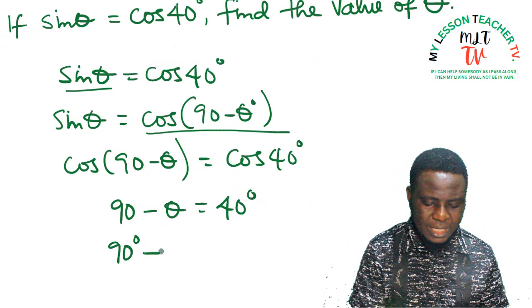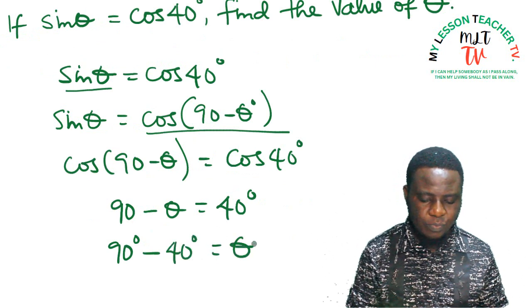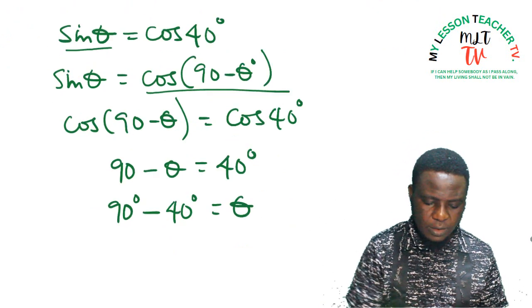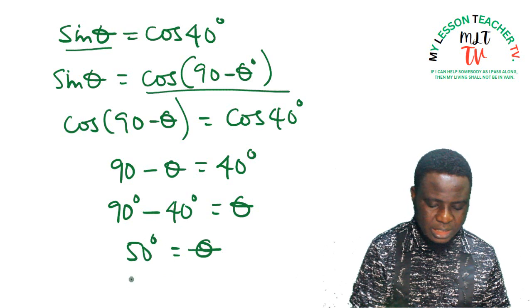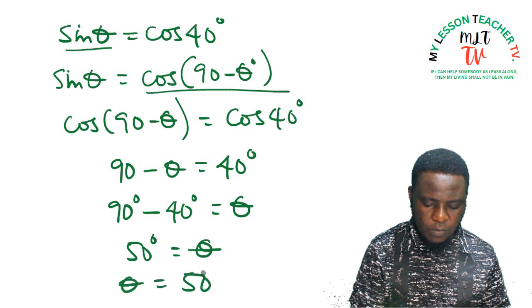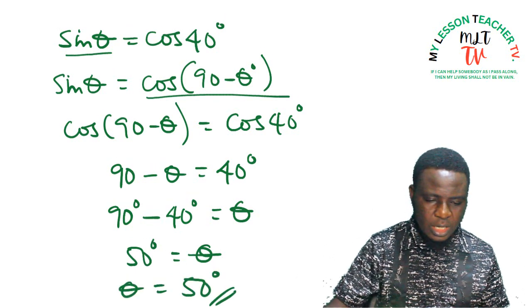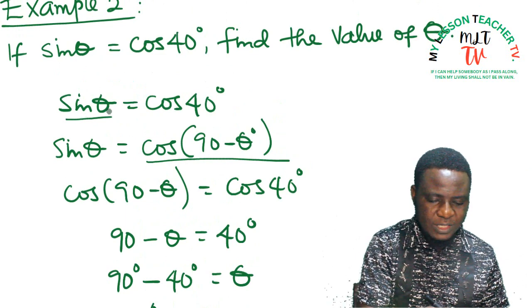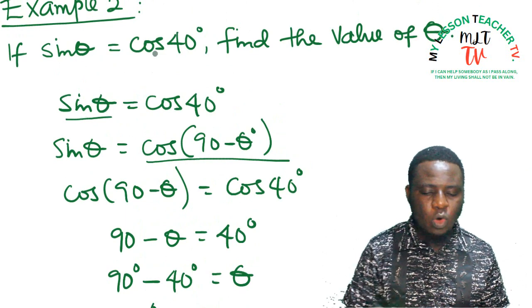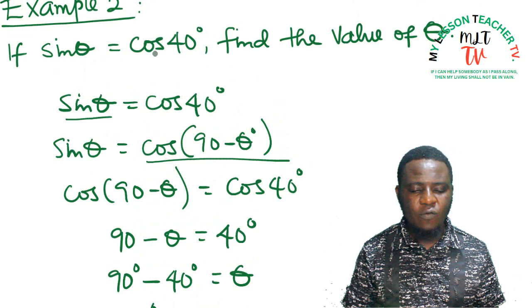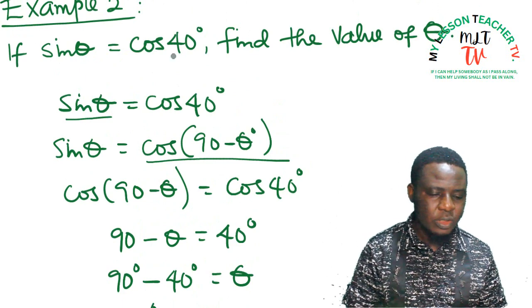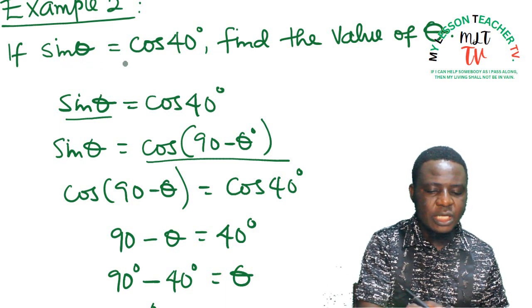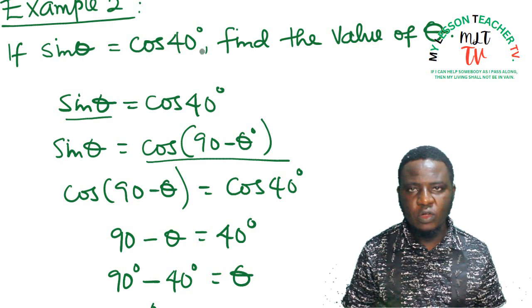this becomes 90 degrees minus 40 degrees is equal to theta. So that 50 degrees is equal to theta, or we can say theta is equal to 50 degrees. So it is only sine 50 degrees that is equal to cos 40 degrees. You can verify this from your trigonometrical table that sine 50 degrees is equal to cos 40 degrees.